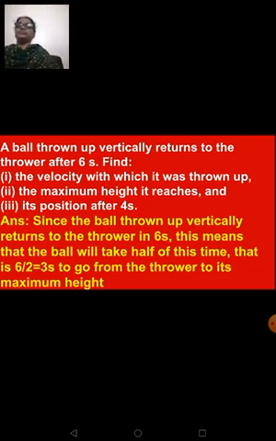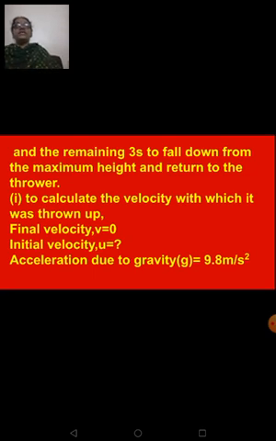Now see, the ball takes 3 seconds to go up and 3 seconds to fall down from the maximum height, right? So first we have to calculate the velocity with which it was thrown up. The velocity with which it was thrown up means what? They are asking you to calculate the initial velocity. So final velocity will be 0 meter per second. We need to find the initial velocity, which is always represented by the letter u. Now, acceleration due to gravity. The ball is moving above the earth's surface, working in the opposite direction of gravity. So we will take it as a negative value. But in general, g is assumed as a value that is 9.8 meter per second square.